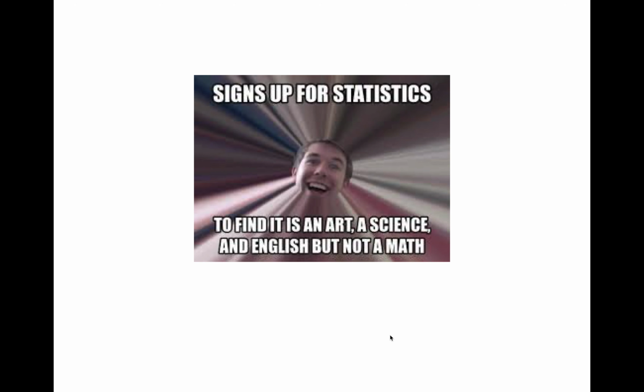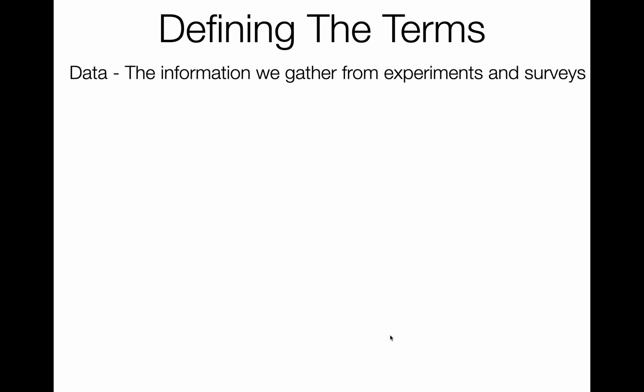All right, so let's get started with the real basics of a statistics course. What are the most basic things that you're supposed to learn on the first day? Let's define those terms. The first thing is data. Data is the information that we gather from experiments and surveys. Data can be numerical values. It can be your eye color, your hair color. It can be any sort of information that you gather from an experiment or any kind of survey.